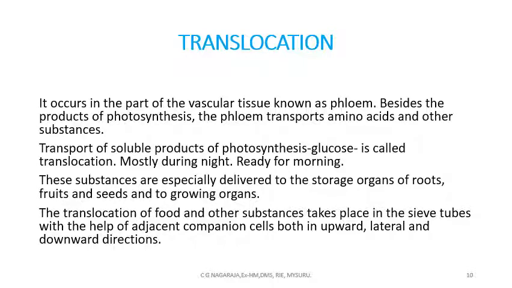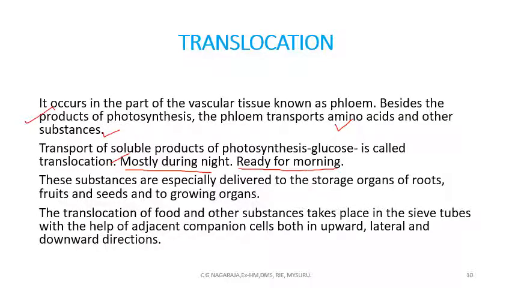Here I explain to you, whatever the food is made in the photosynthesis, phloem transports especially food molecules, amino acids, and other substances to all the parts. Transport of soluble products, glucose, is called translocation. It happens mostly during the night time, and the leaves will be ready next day morning for doing photosynthesis.